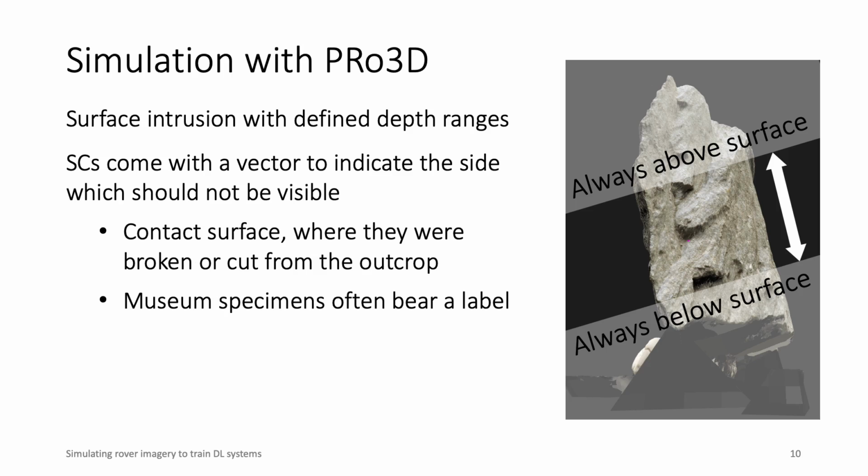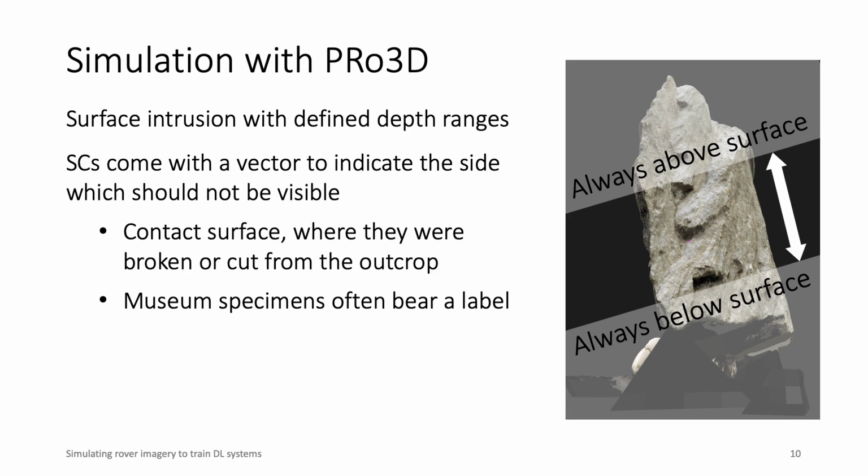Shatter cones will also intersect with the surface of the background scene, for which a range of intrusion depths are defined. As shown in the picture, there are sections of the model that should be always above or below the surface. Typically, there is also a side of shatter cones which should not be visible in training images. Otherwise, the deep learning network would be misguided.